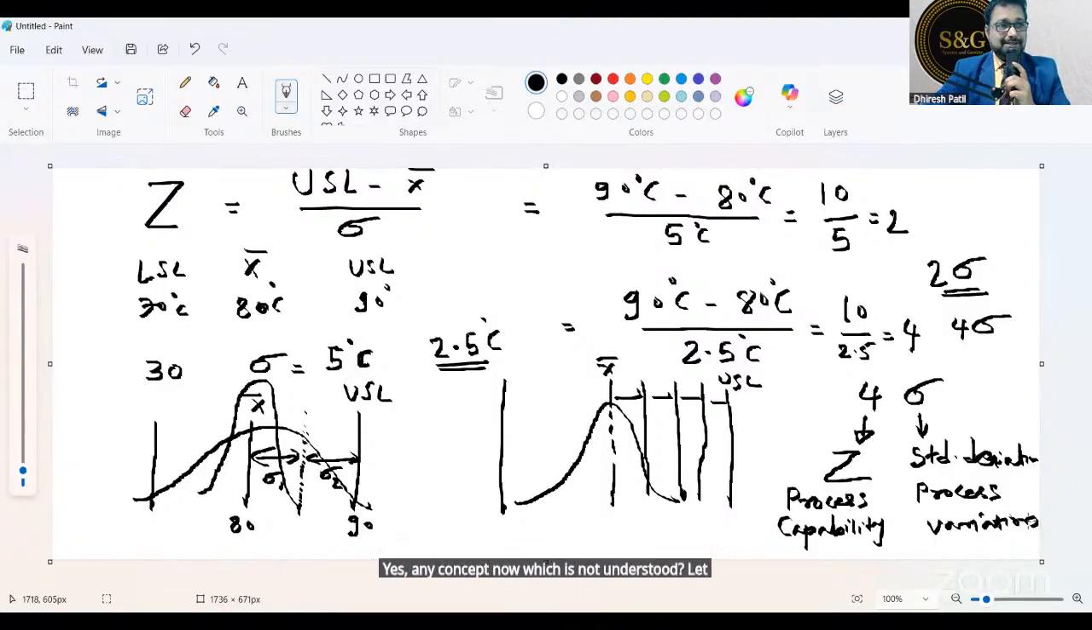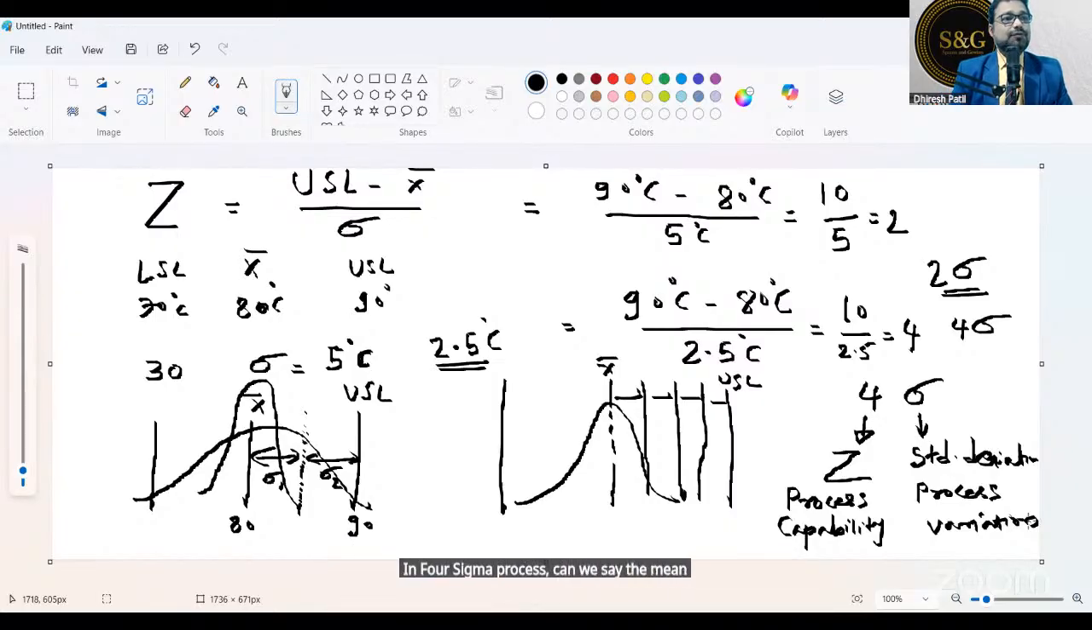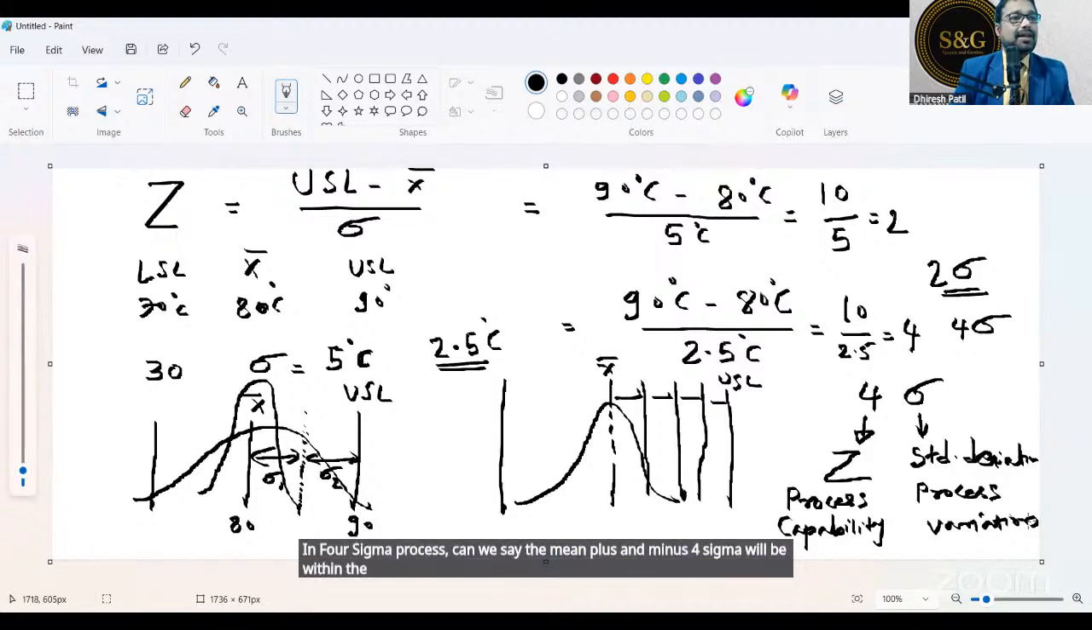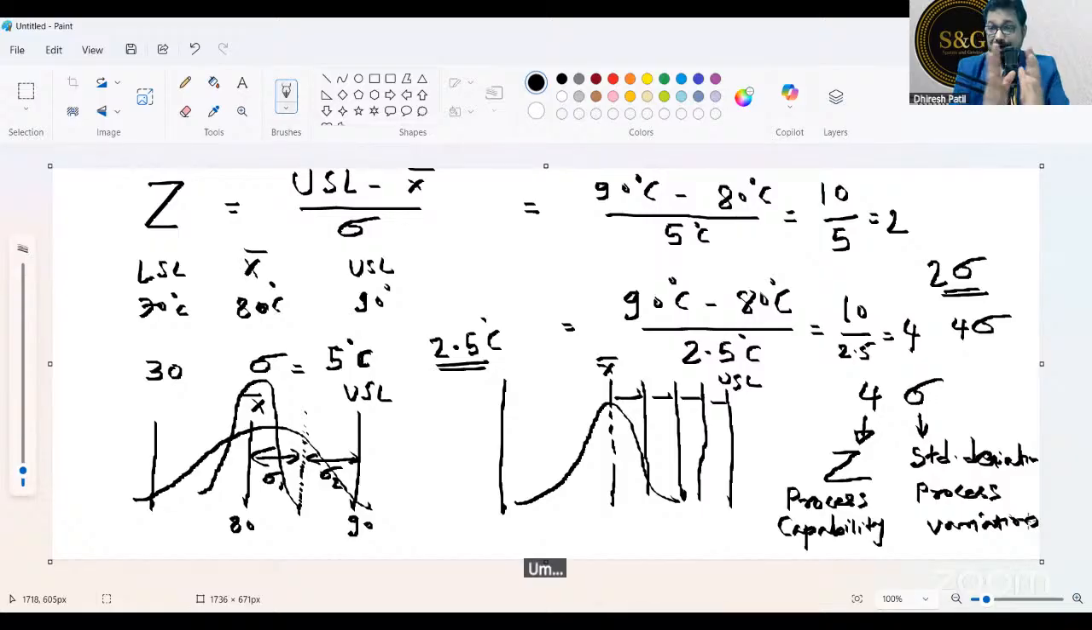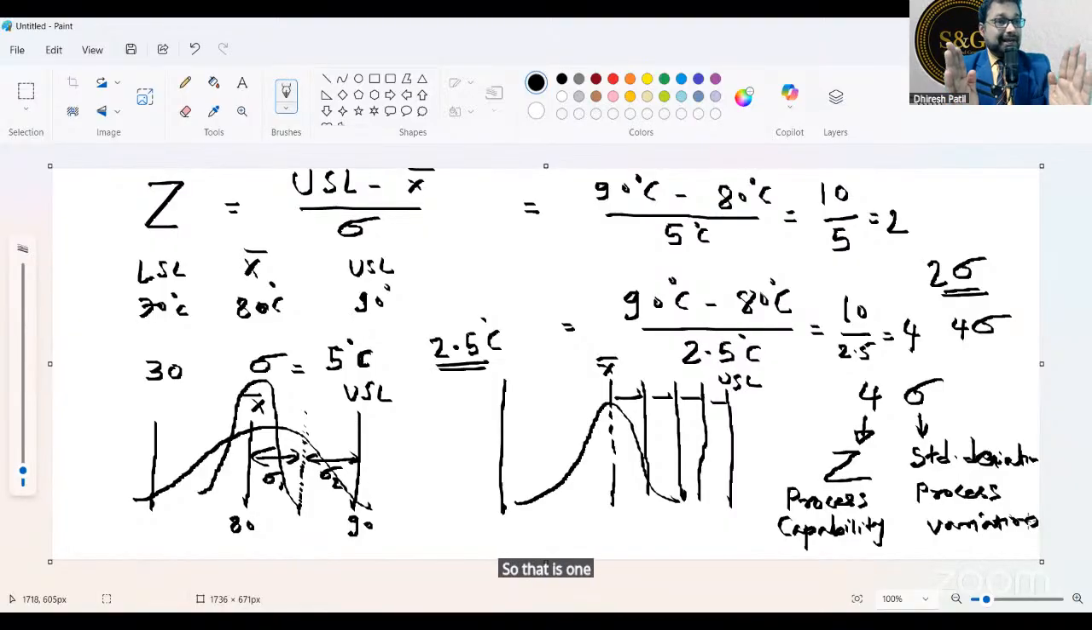Let me answer those calls. In a 4 sigma process, can we say the mean plus and minus 4 sigma will be within the USL? Is it? So in this entire calculation, one underlying assumption I had, which is my X bar is exactly in the center. That is one liberty I have taken just to reduce the complexity of explanation.